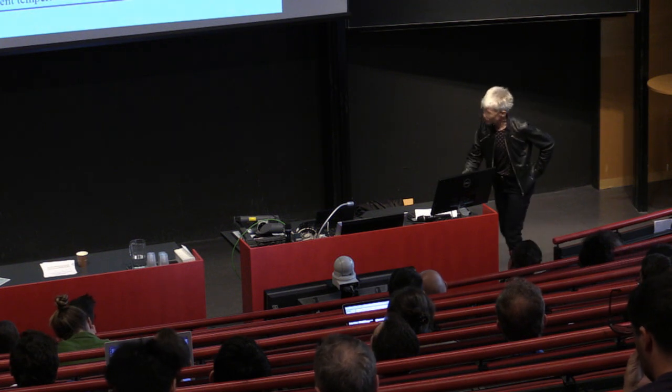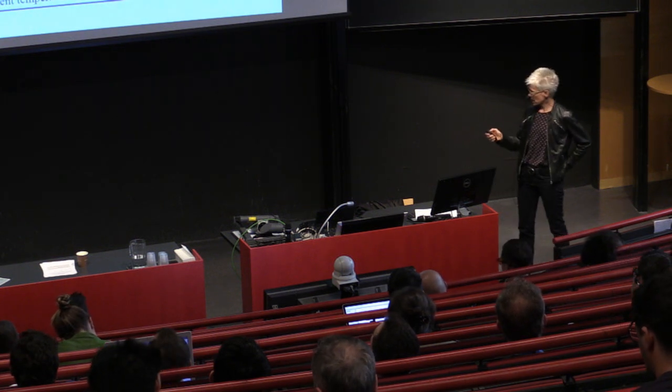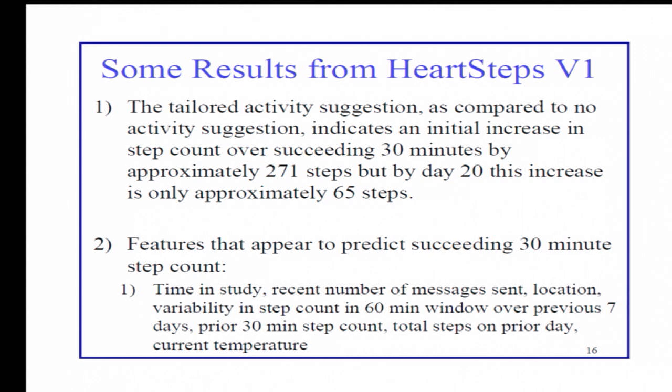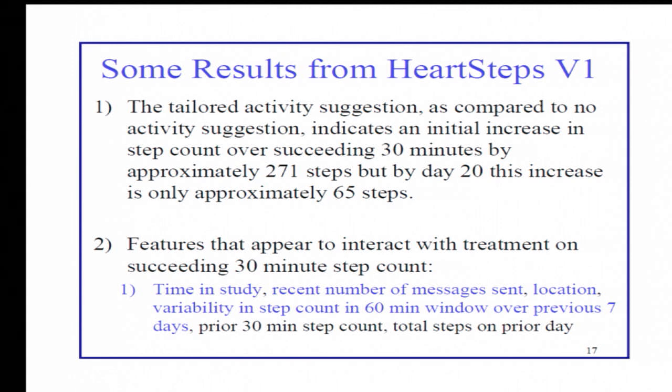There were a number of features, though, that predicted succeeding 30-minute step count. This is the reward in this setting. This message was intended to impact you over the subsequent 30 minutes. And you see a list here. There could potentially be even more. And then there were a number of features that determined whether or not it was useful to provide a message. I'll just mention one in particular.